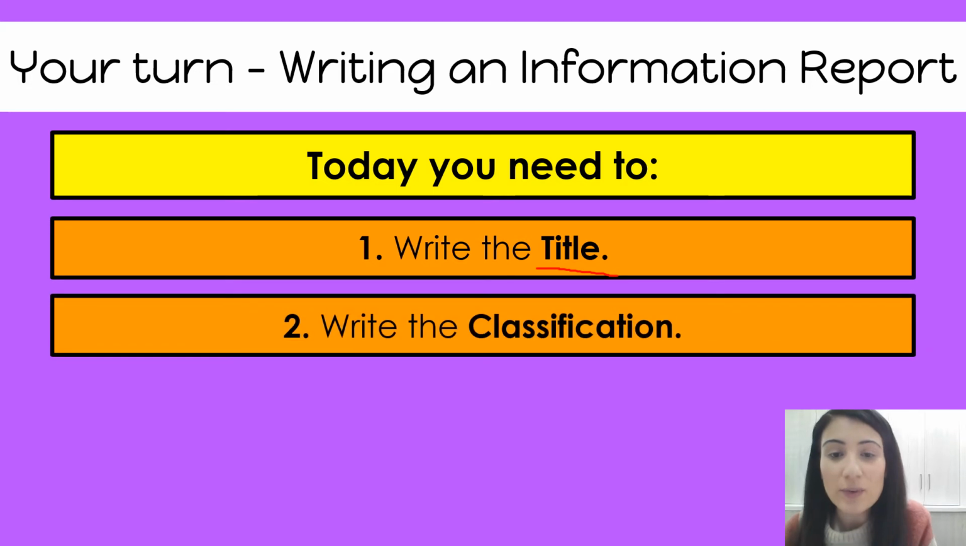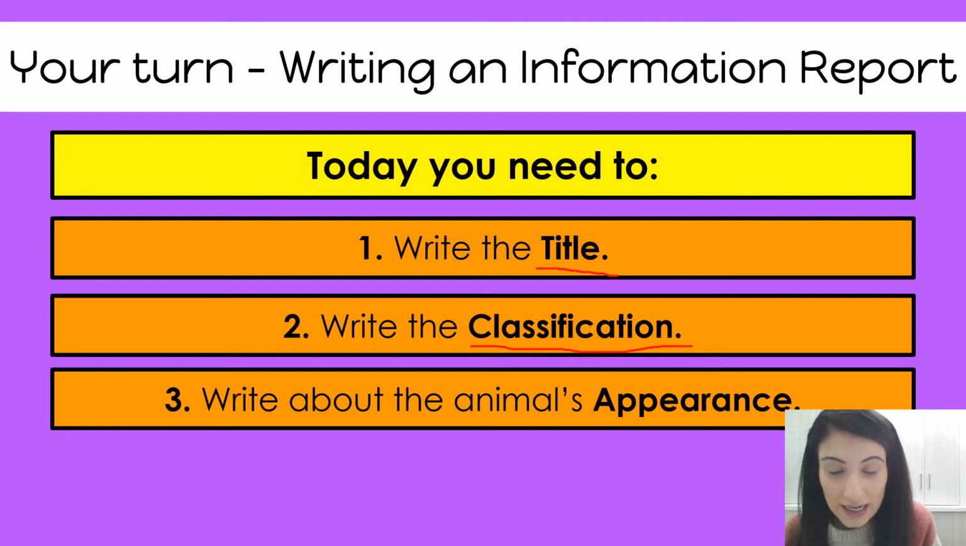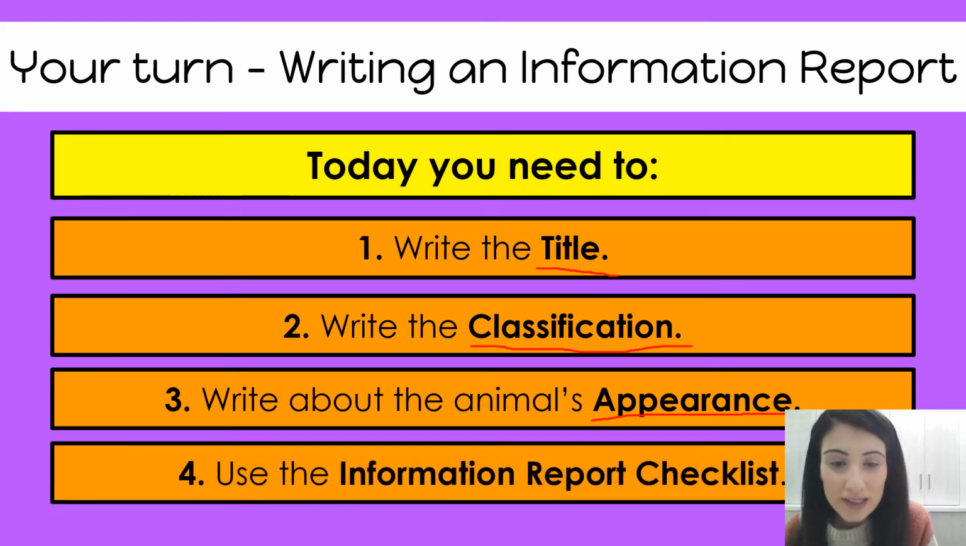Now, the second thing we need is the classification. Remember, for the classification, we write about what type of animal it is. The third thing we need is to write about the animal's appearance. So we're going to be writing a sentence about what the animal looks like. And the last thing we need to do is use the information report checklist to make sure we've got all the important things we need.